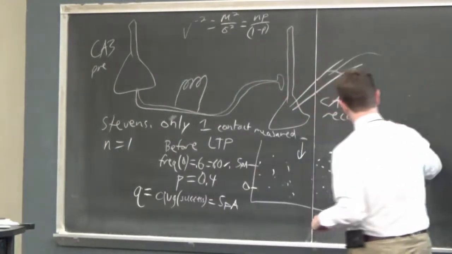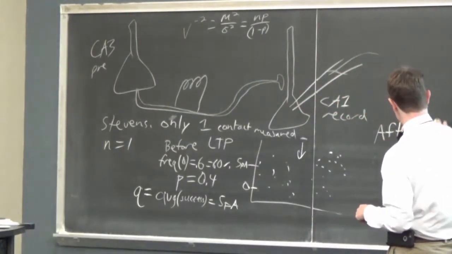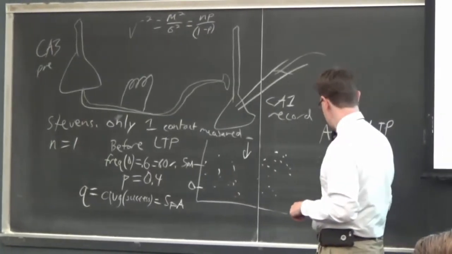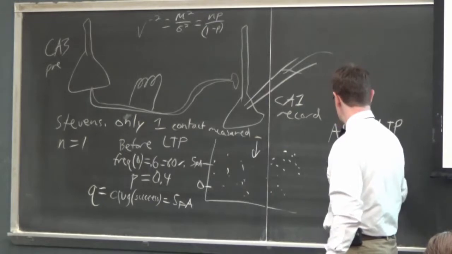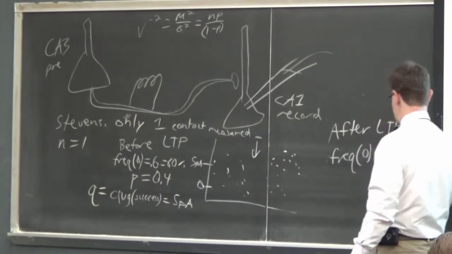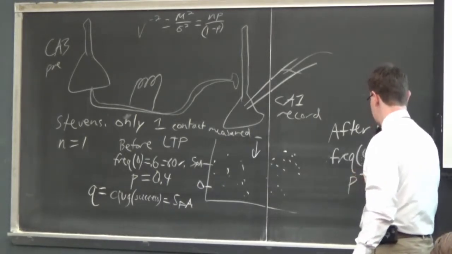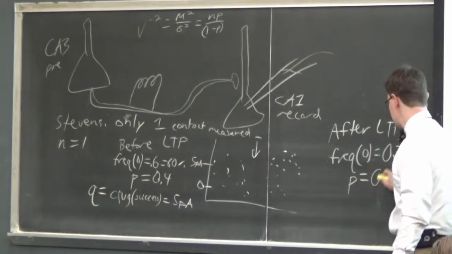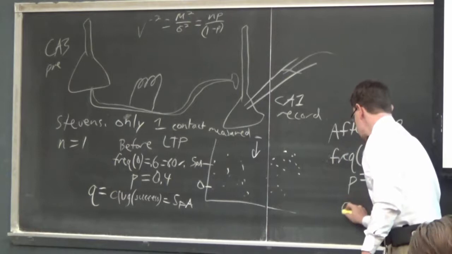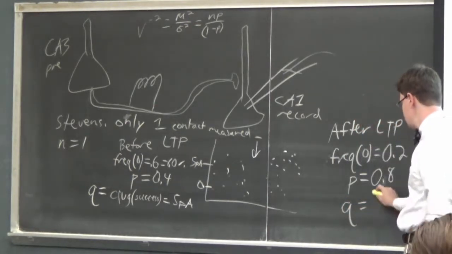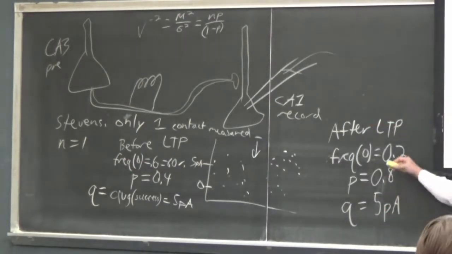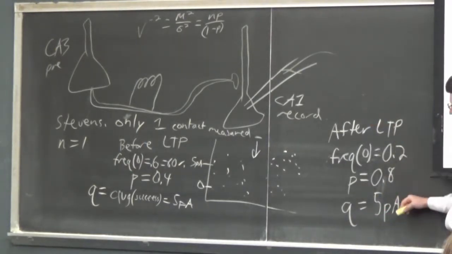Then, after LTP, our frequency of zeros goes down to 20%, and so our probability of release, we infer, is 80%. The average size when there is a success stays the same, 5 picoamps. But of course now we're making an average with a lot fewer zeros and a lot more fives.